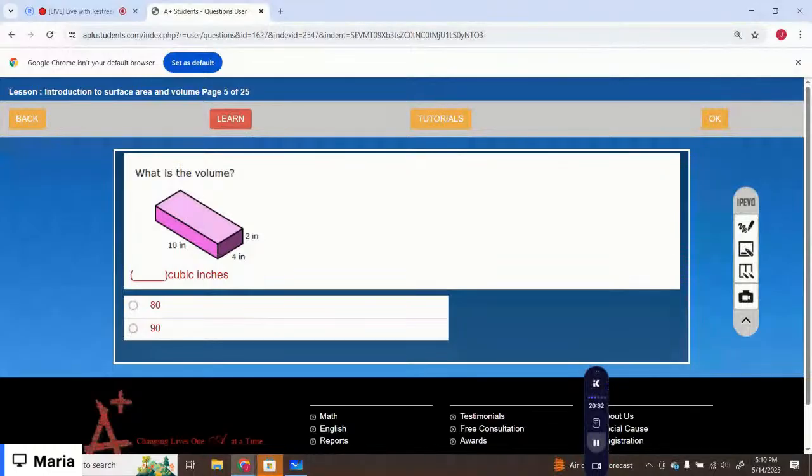What is the volume? So you need to calculate the volume. That is side times side times side. Four times two is eight, and eight times 10 is 80. So the correct option is 80. Option number one is the correct option.